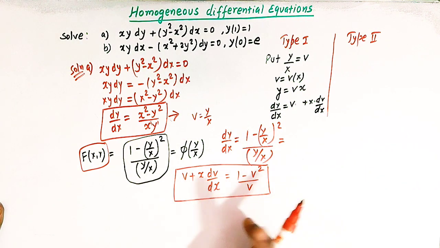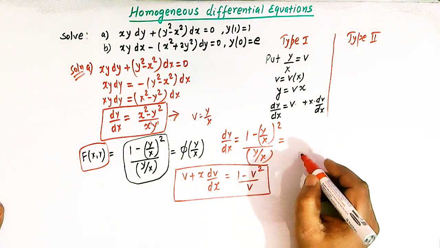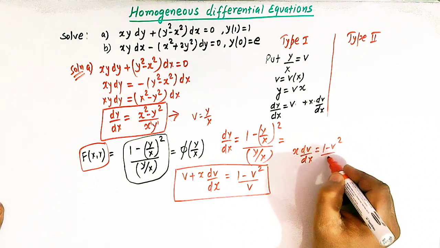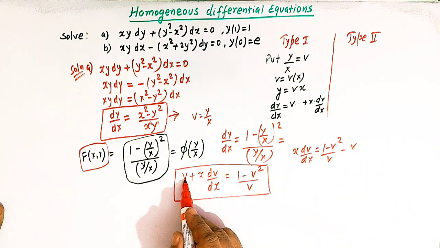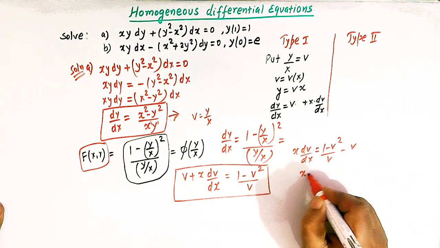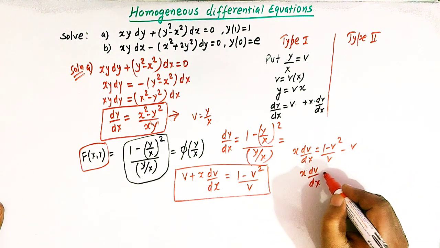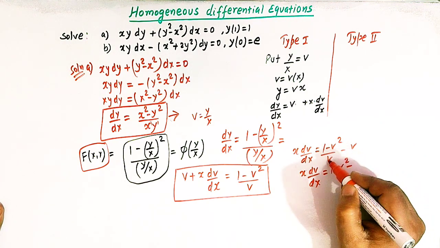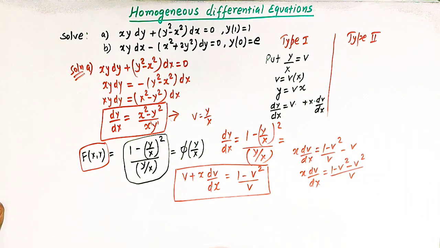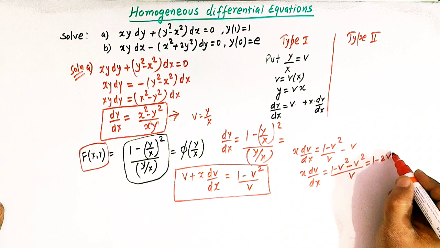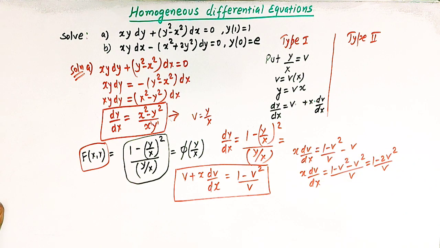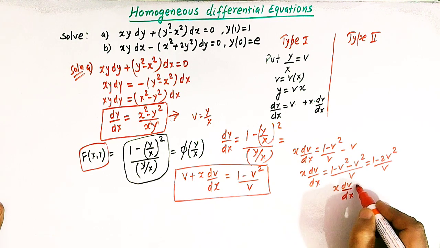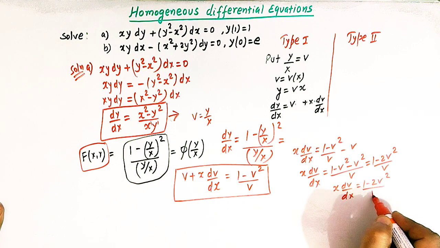So let us rearrange the terms here. So we have x dv over dx is equal to 1 minus v square over v minus v. So taking this v to this side, now we have x dv over dx is equal to 1 minus v square minus, here multiplying this v by v, we have v square, here we have v. So we have 1 minus 2v square over v. So now we have an equation, x dv over dx is equal to 1 minus 2v square over v.